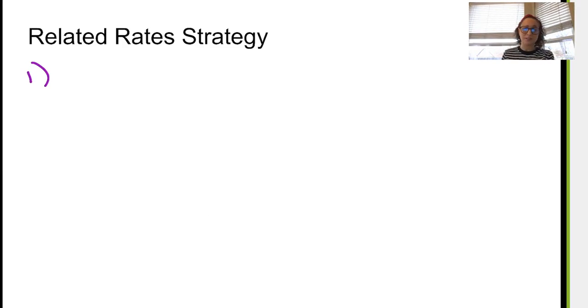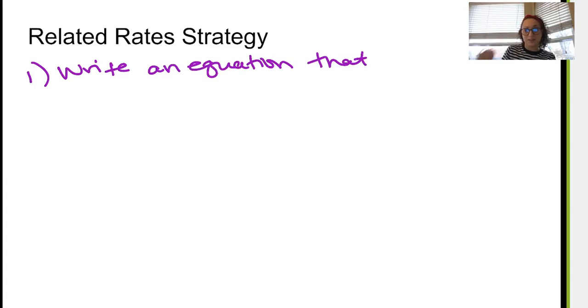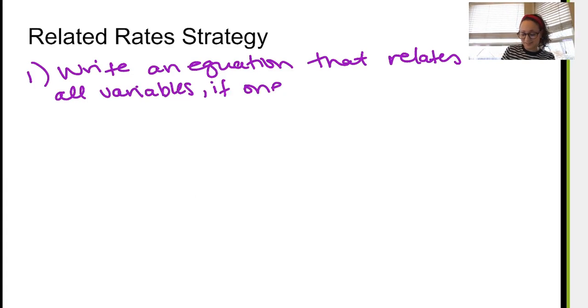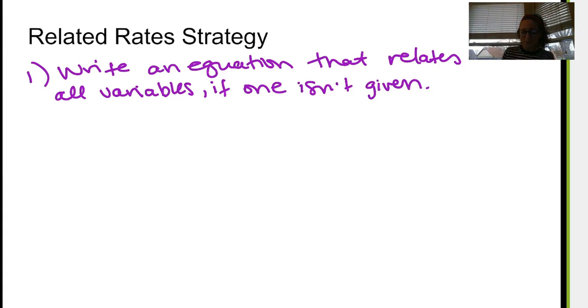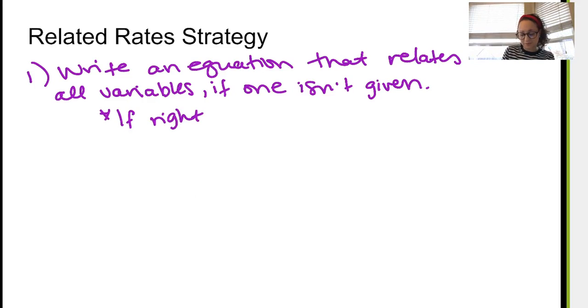So the first thing we're going to do is write an equation if one isn't given. And this equation is going to relate all variables. Sometimes they put the equation right in the problem for us and we can skip step one. I do want to make a little caveat here. If our problem involves a right triangle, then please draw it out.